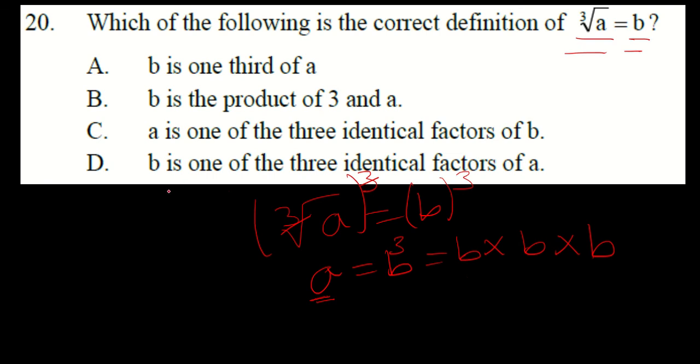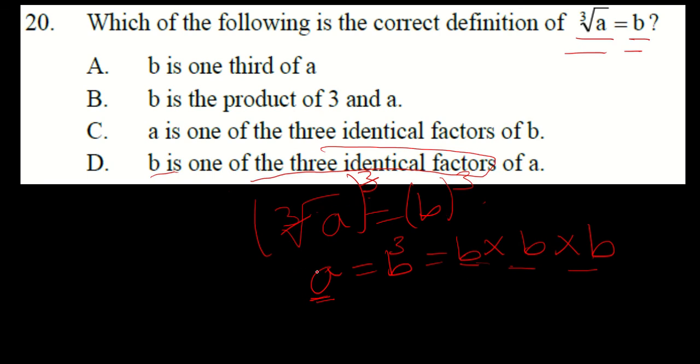So which one is the answer? B is one of the three identical factors. Yes, A can be expressed as a product of three identical factors. These factors are B. From the beginning, we start logically. It was given that cube root of A equals B. So to cancel the cube root, I cube both sides, because the reverse process of cube root is cubing. If I cube the left side, I have to cube the right side.